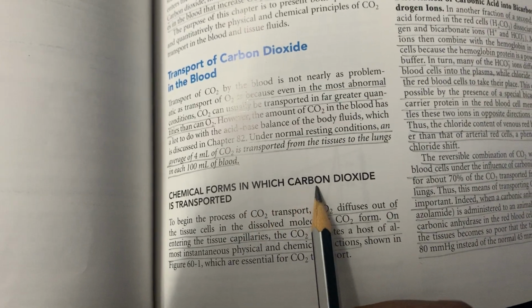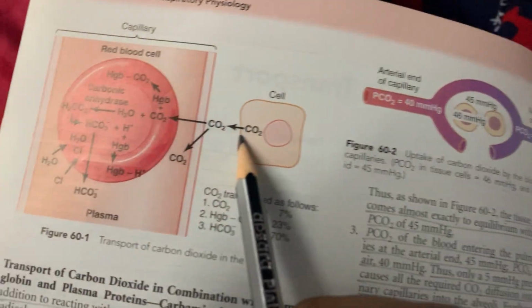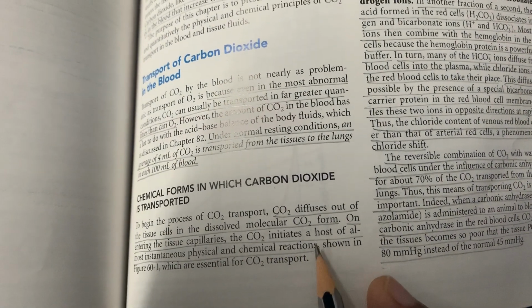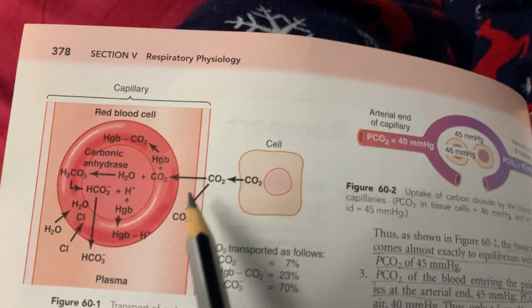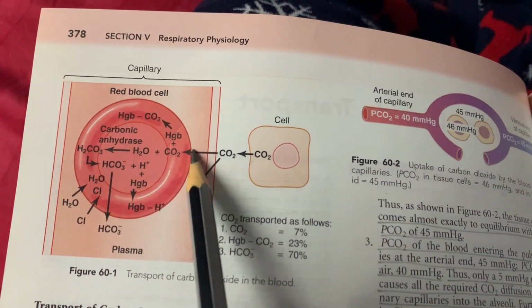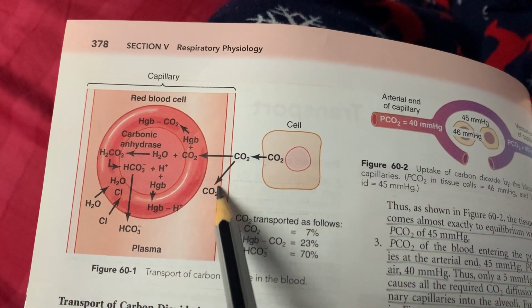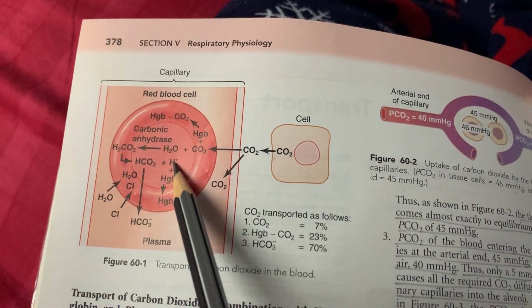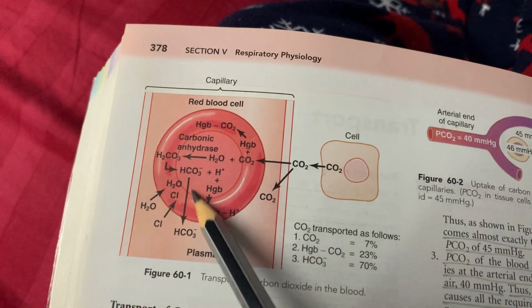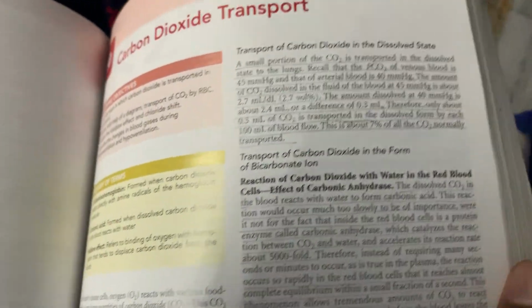Coming to chemical forms in which carbon dioxide can be transported, to begin the process of CO2 transport, CO2 diffuses out of the tissue cells in the dissolved molecular form. And then on entering the tissue capillaries, it initiates a host of almost instantaneous physical and chemical reactions. So 7% of it remains as dissolved CO2. And 23% of CO2 combines with the hemoglobin to form carbaminohemoglobin. And the rest of it combines with water to form H2CO3, which then splits up into H+ and HCO3- ions. This H+ is buffered by the hemoglobin again, and then HCO3- ions are exchanged for chloride ions. This is called chloride shift. This is in brief a diagram that summarizes all these things.